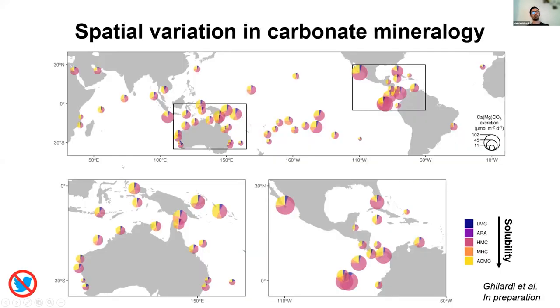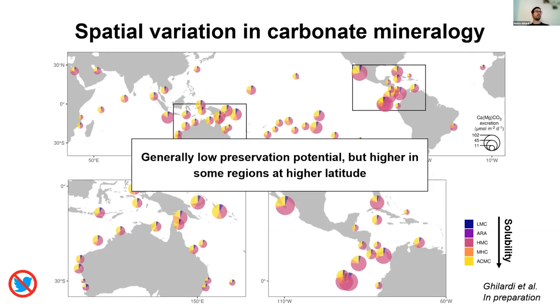And we investigated which factors influence carbonate mineralogy at the individual level, and we found that the mineralogical composition is determined by temperature, the length of the intestine, and the family of the fish. And using this information, we were able to map carbonate mineralogy across reefs. You can see that there is high variability in carbonate mineralogy, but the two major carbonate forms produced by fish are high magnesium calcite and amorphous carbonate.